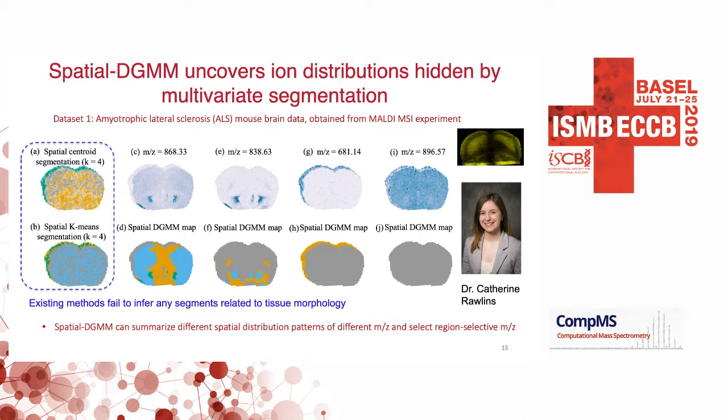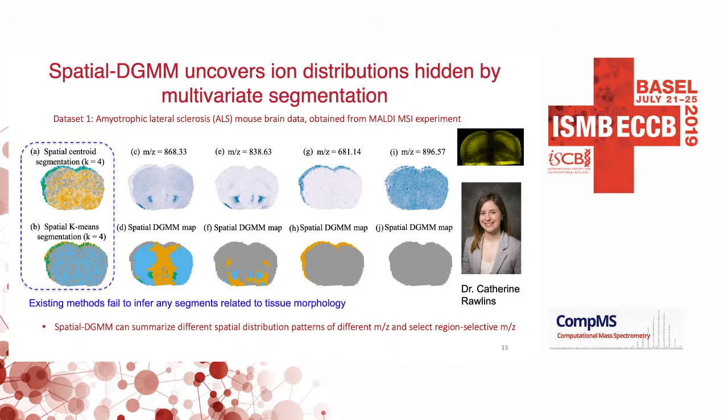After that, we applied our model to real experimental data. The first experimental data is the mouse spleen data, which was obtained from a multi-MSI experiment. This experiment was done by Dr. Catherine Rollins. As we can see from the results of spatial centroid segmentation and spatial k-means segmentation, they have very noisy segments. They do not infer any segments related to the tissue morphology.